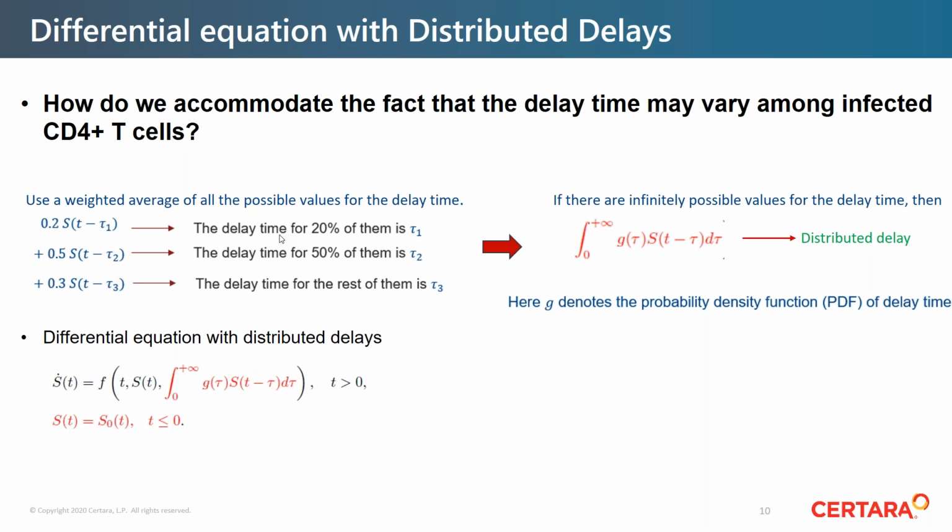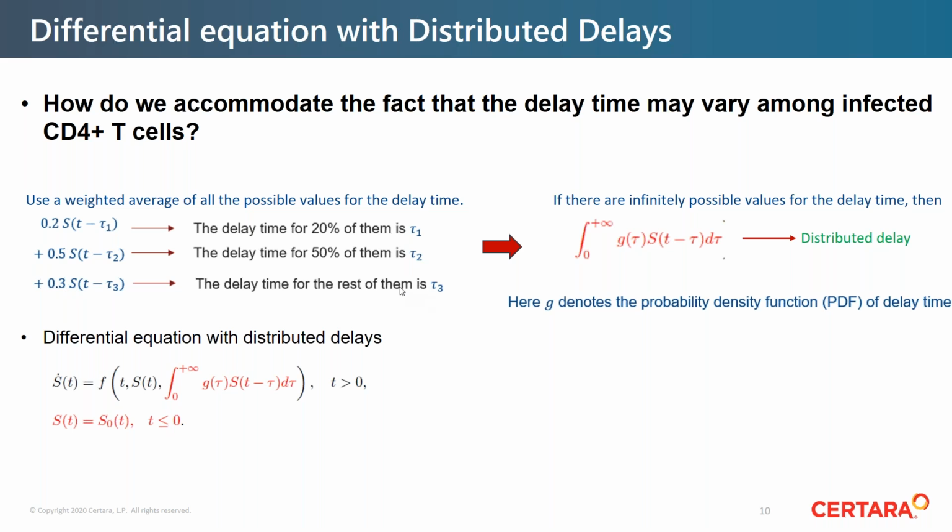Now, for example, if I assume the delay time for 20% of CD4 T cells is tau 1, and the delay time for 50% of them is tau 2, and the delay time for the rest of them is tau 3, then the number of CD4 T cells that can produce virus at time t is given by the sum of these three terms.